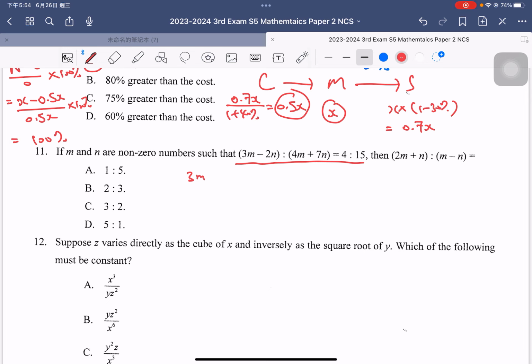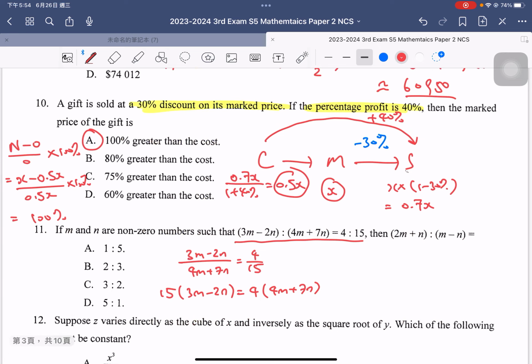So I have 3m minus 2n divided by 4m plus 7n is equal to 4 over 15. It seems like we have nothing to do with it, so we can try using cross multiplication because we have a fraction here. We're using the 15 times the 3m minus 2n, and then the 4m plus 7n times the 4. So now I have 15 times 3m minus 2n is equal to 4 times 4m plus 7n.